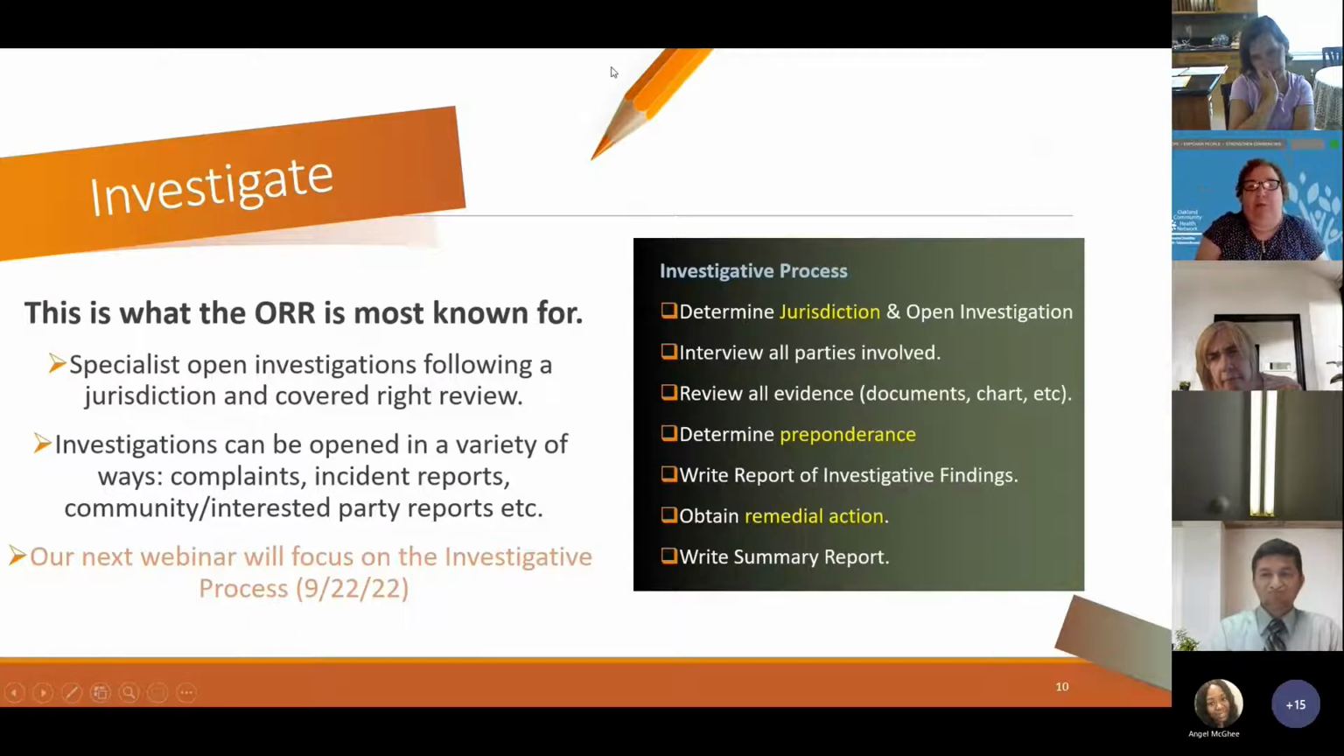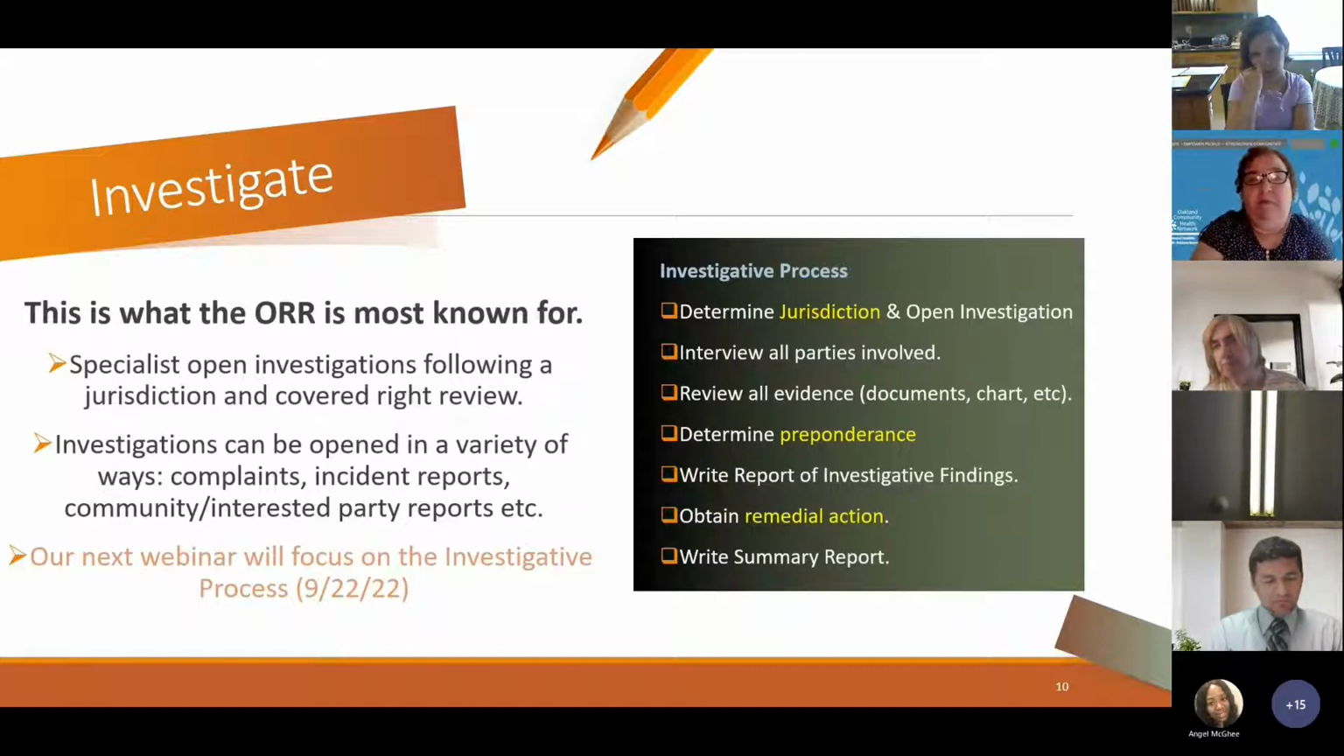So our rights specialists open jurisdiction on everything that we have jurisdiction for, and it's a covered right within the Mental Health Code. Jurisdiction means we're not allowed to look at everything. We're only allowed to look at OCHN provided services, things that we pay for, and the staff, volunteers, contractors, interns or co-op students that work for those service providers.